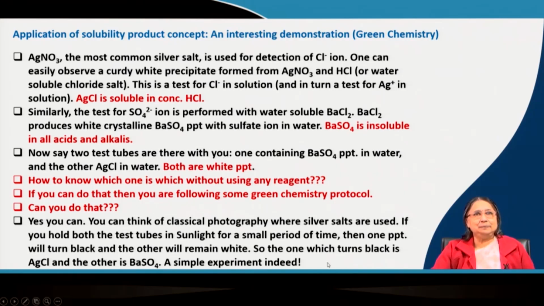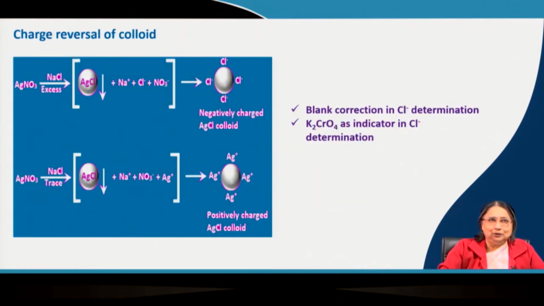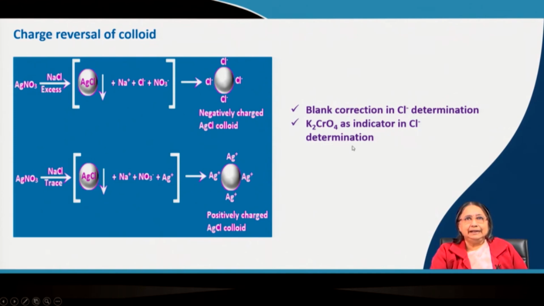It is a very simple experiment to understand, and this is a green chemistry protocol, a green chemistry approach. Now, I will tell you another very simple experiment that we use in chloride determination, where we use potassium chromate as the indicator for chloride determination.